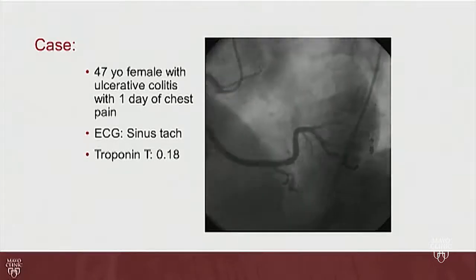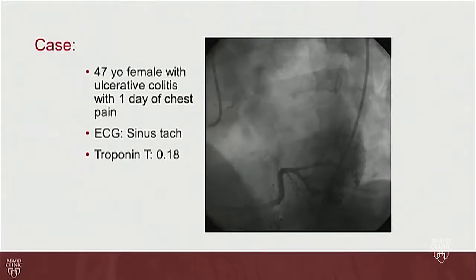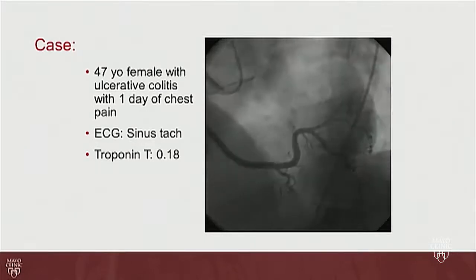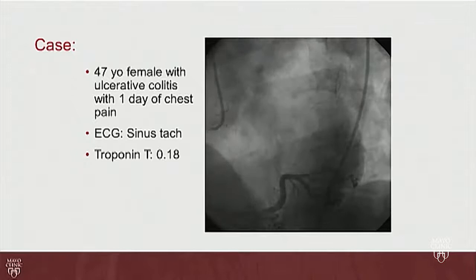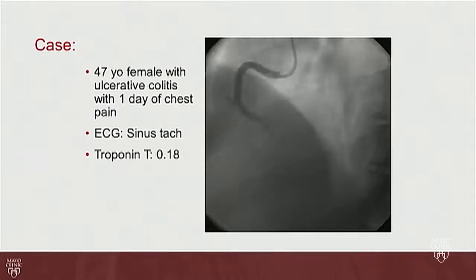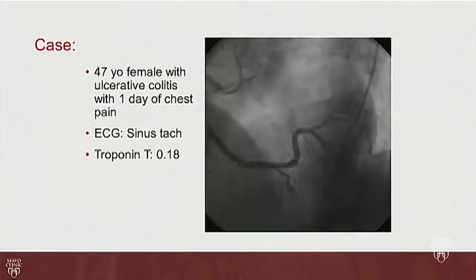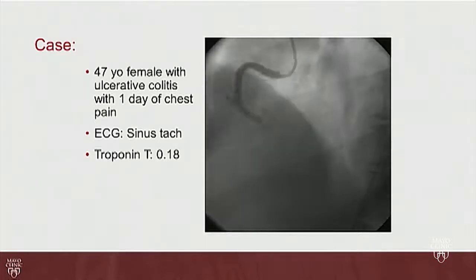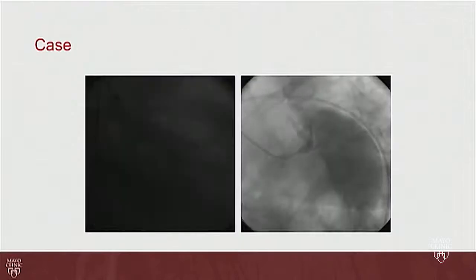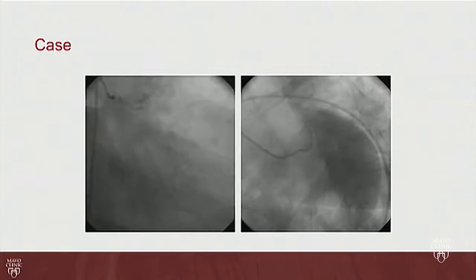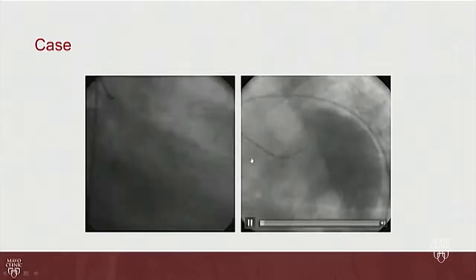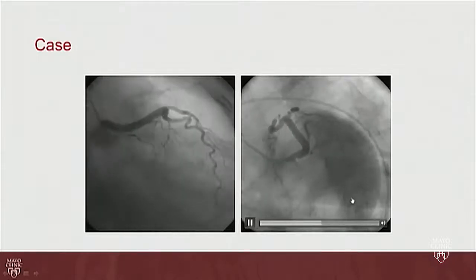So this is a case that I saw about 10 years ago or so. It's a 47-year-old woman. She came in, she had ulcerative colitis by her history and had a day's worth of chest pain. Her ECG showed sinus tach and some nonspecific changes, but wasn't really all that remarkable, and had a troponin T that was elevated at 0.18. And so she came to the cath lab. You can see that her left main looks long, and you're not really seeing anything in that left circumflex territory.